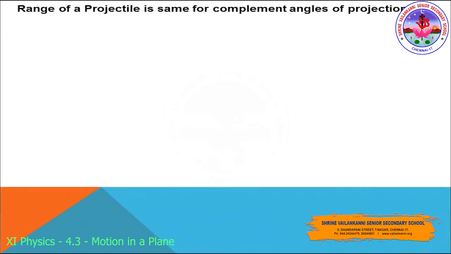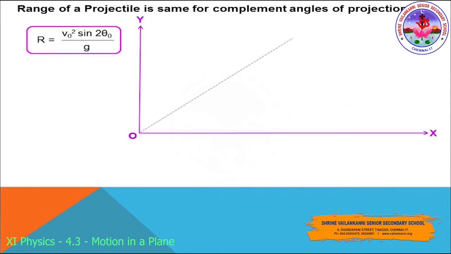Now the horizontal range of the projectile. What is the horizontal range of the projectile, and how is it the same for the complementary angle of projection? We can see through this explanation. It is nothing but the horizontal distance travelled by the projectile during its time of flight. Here we have taken the horizontal range as the horizontal velocity times the time of flight. So R is equal to v naught square sine 2 theta by g.